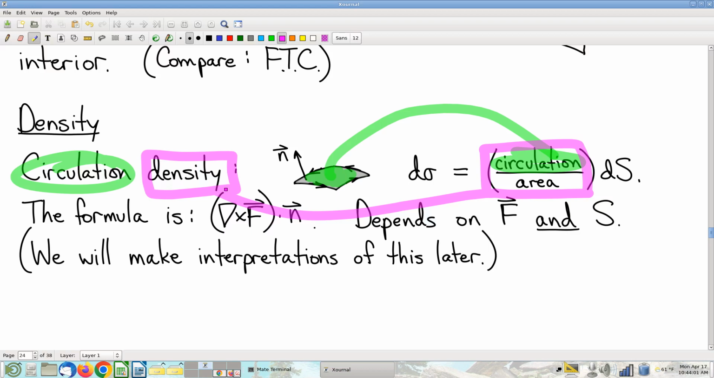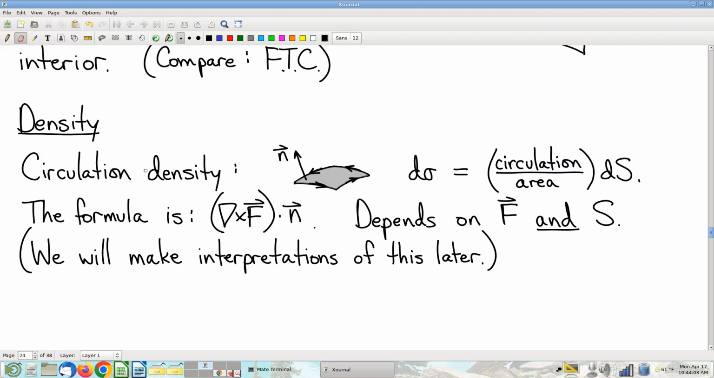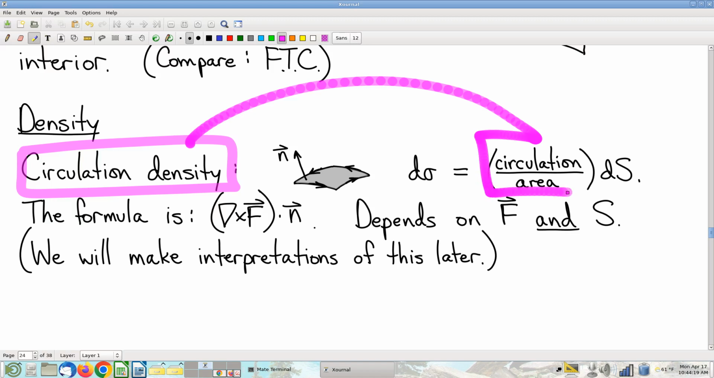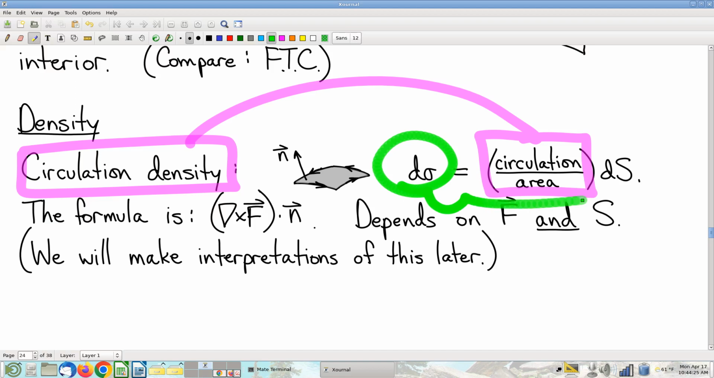All right, so again, I think it's a really important idea to realize that the reason we're interested in this concept of circulation density, the whole reason we're interested in the idea of circulation as distributed across the interior, is so that we can think about the corresponding notion of density, so that we can relate how much circulation there is to how much area there is. You can probably see where this is going. We're going to do a double integral over the surface to add up and get the whole.